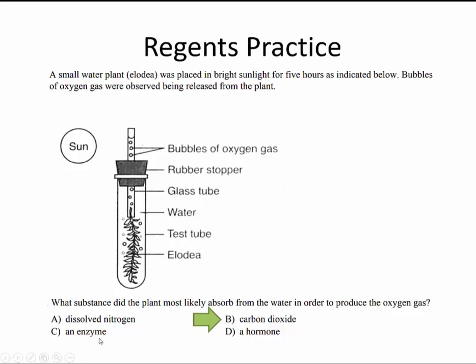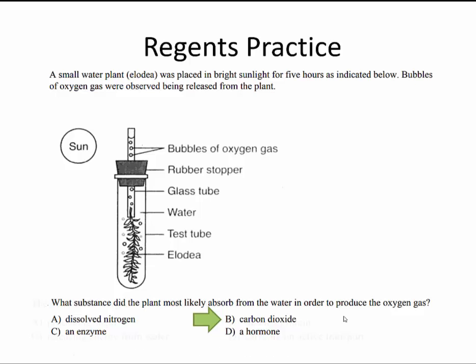The reason it's not an enzyme is because the enzymes are synthesized within the plant cell. The plants make enzymes. They don't take them out of the water. Enzymes are proteins made with a very specific shape, a very specific amino acid sequence that's coded within the plant's DNA. So that's not a random molecule taken out of water. The molecule taken out of water is carbon dioxide.